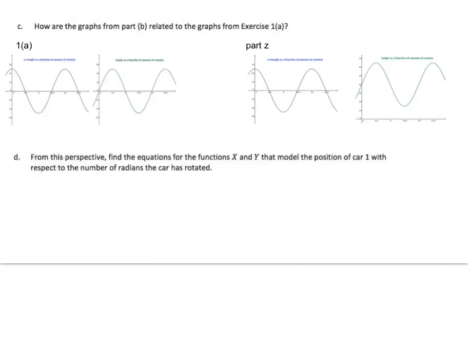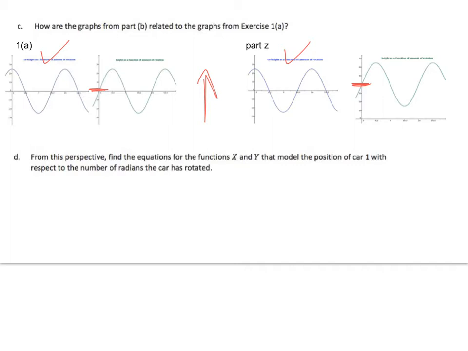How are the graphs on part B related to the graphs from exercise 1A? I copied them just to show you the book's version of it, and hard to see, but that is at 40 and that is at 0. So we just did a shift vertically by 40 feet. The co-heights don't change. The only thing that changes is the height.